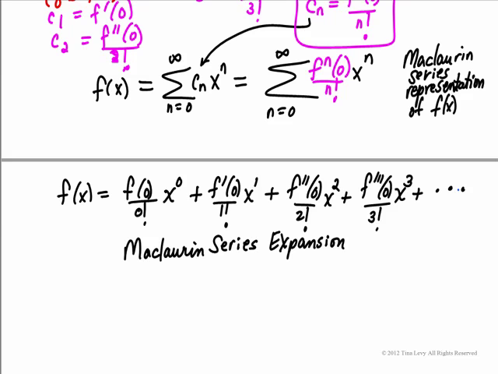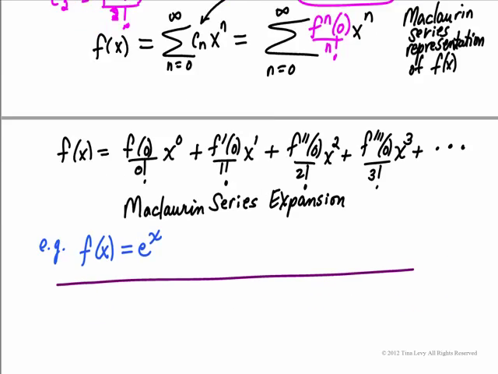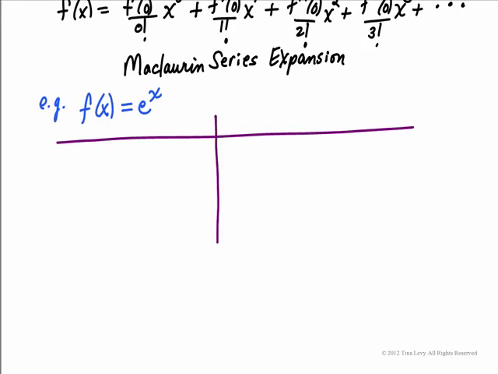As an example, we are going to create the Maclaurin series expansion for the function f of x is e to the x. What we're going to do is, first, we're going to get the derivatives of the function. That will be our first step. Then our second step is we will set x equal to 0.